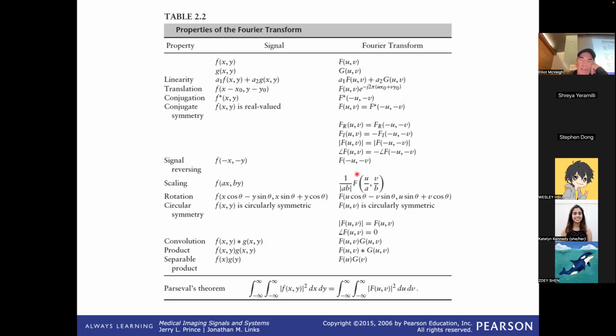Signal reversing, well, that's pretty simple. That just comes from this up here, minus x minus y. Scaling, this is very useful. If I change my coordinates with scalar variables here, then I take my original Fourier transform, I have to divide the spatial frequency components by these scale factors, and I have to normalize the whole thing out front in order to get the correct Fourier transform.